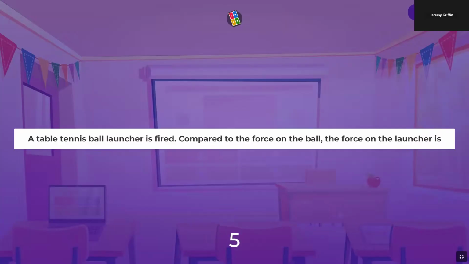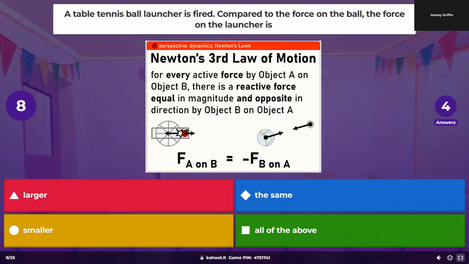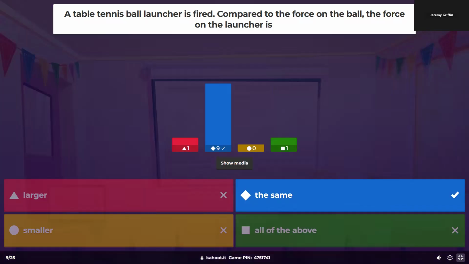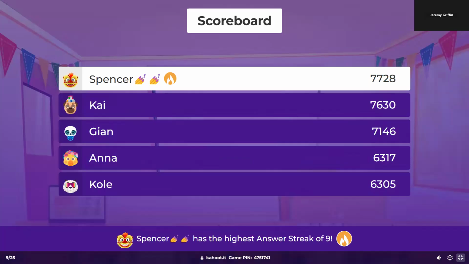A table tennis ball launcher is fired. Compared to the force on the ball, the force back on the launcher is the same force. Is that Newton's third law of motion? Equal and opposite forces. It has to be the same force.